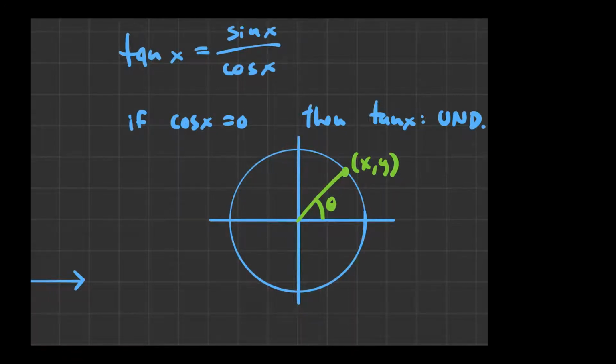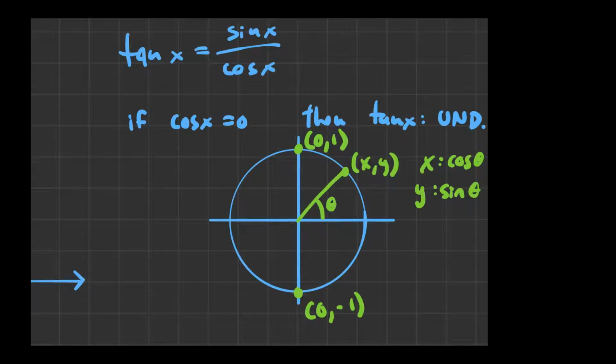If this is our angle theta, then x here is our cosine of theta, and our y value is our sine of theta. So we want to know when cosine of theta is equal to 0. Well, that would be when the x value here is 0. That occurs when we have a vertical line here or a vertical line here, because that would give us an x coordinate of 0. These are the points (0, 1) and (0, -1).